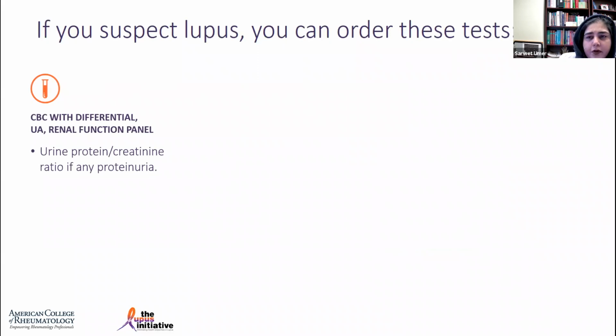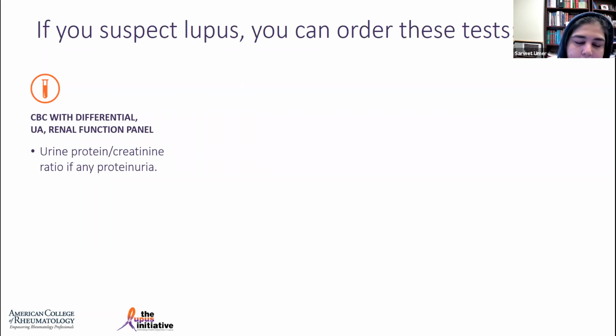If you suspect lupus, you can order these tests. Frequently I get a consult on a lupus patient, and as a consulting provider, I have to tell them what labs I want. I will tell them I want a CBC, and I want a complete urinalysis and renal function panel, because we're trying to look for cytopenias. We're trying to look for any evidence of proteinuria, hematuria, RBCs, WBCs, or RBC and WBC casts. These are all indicative of active glomerulonephritis.